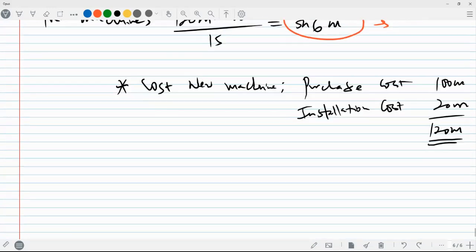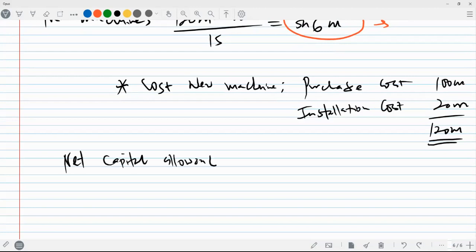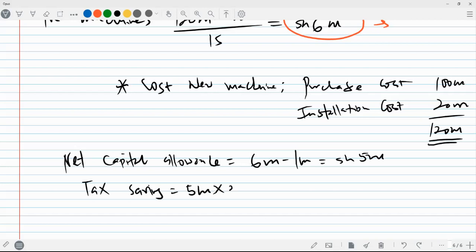So on the machine only, without the overhaul cost here, the revised net capital allowance is equal to 6 million minus what you have lost, 1 million, to give therefore 5 million. Therefore, the implied tax saving will be equal to 5 million times the tax rate, which is 30%. It means every year we have a tax saving of 1.5 million.